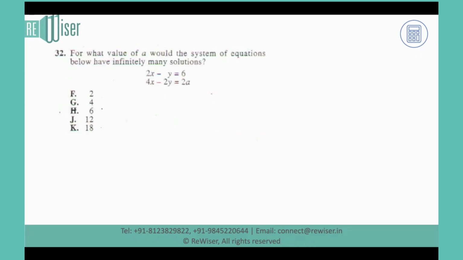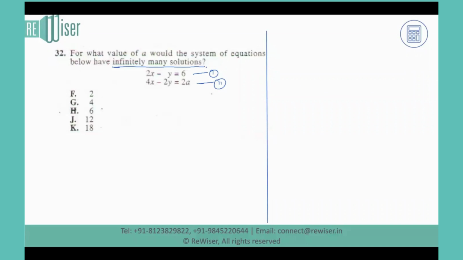For what value of A would the system of equations below have infinitely many solutions? So this is our case. Now the first question that I would ask myself is, if two lines are given, how many solutions can exist between any two lines? So that is the first thing that we are going to do. We'll see how many solutions are possible between any two lines.